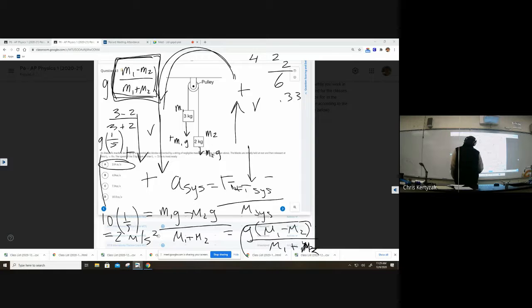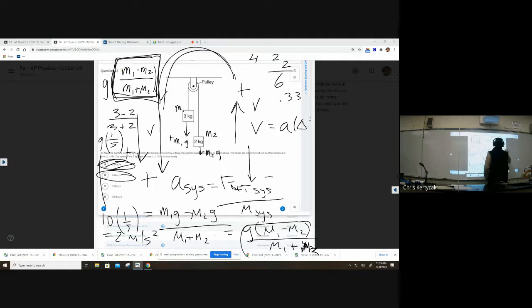Well, 1 second later, they'd have a speed of 2 meters per second. 2 seconds later, they'd have a speed of 4 meters per second. So the answer is B, right? v equals a delta t, right? The acceleration came out as 2, as we said, and it was 2 seconds of motion, then their speed would be 4 meters per second. B.